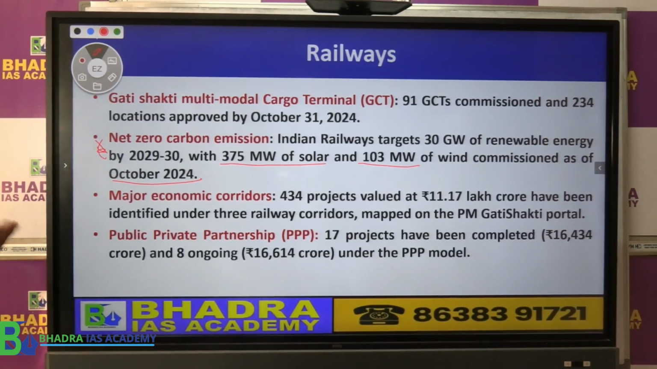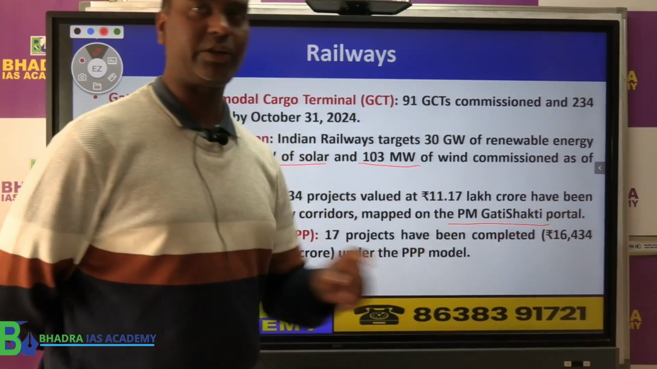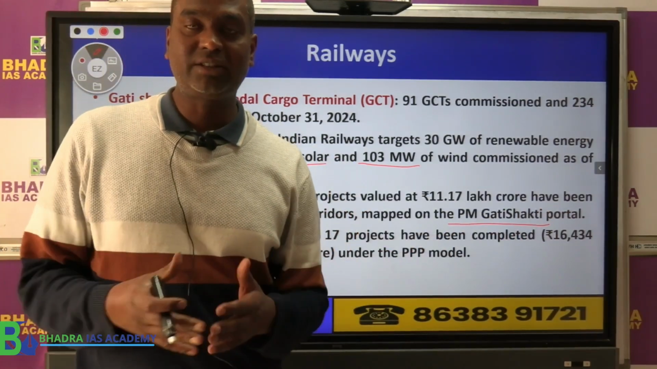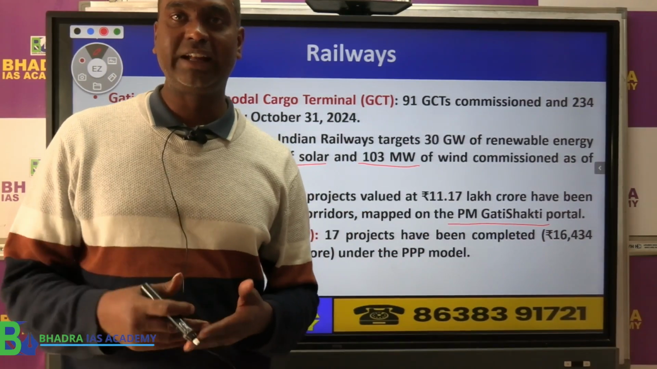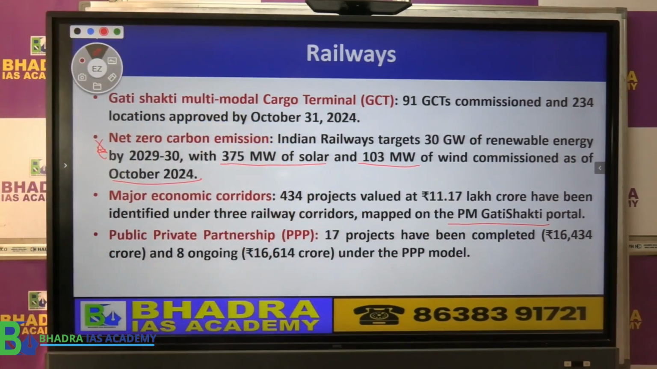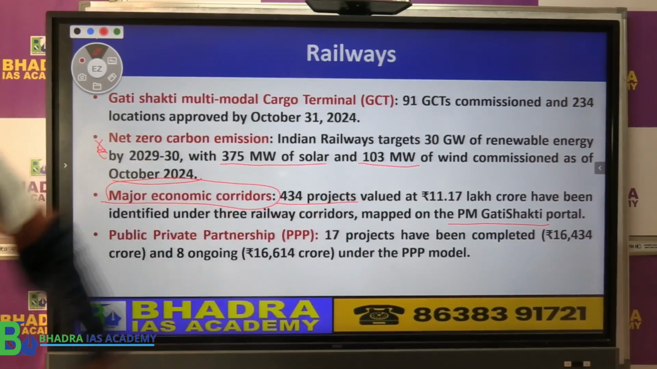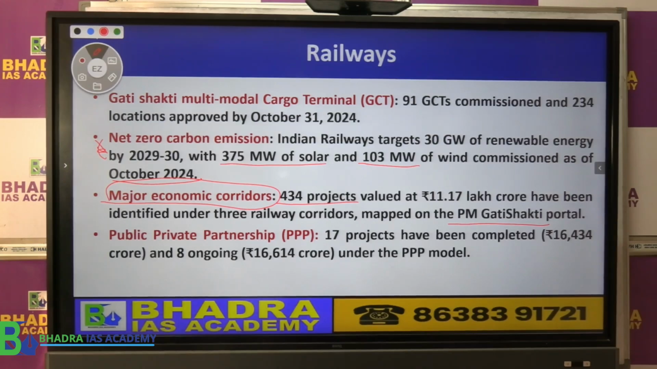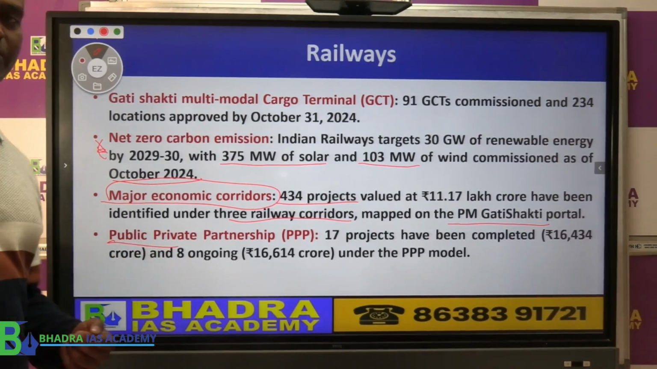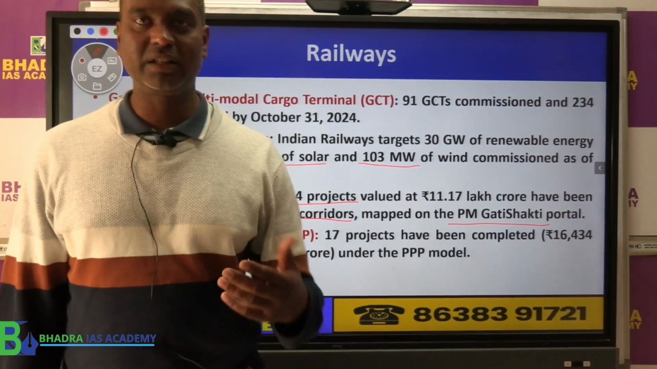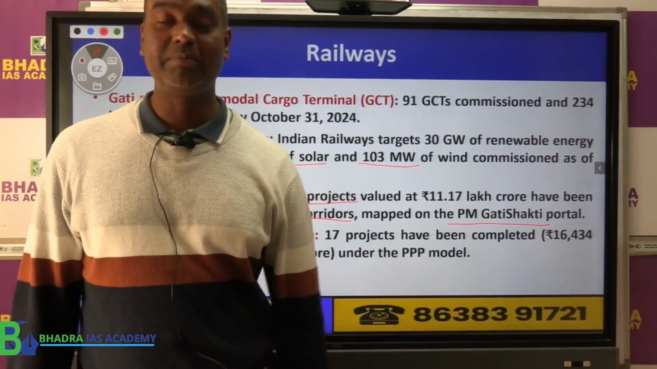Other than that, as part of the Pradhan Mantri Gati Shakti Yojana, which tries to connect the road network, railway network, etc., the government has taken up a major economic corridor project, in which 434 projects have been identified under the railway corridor. Okay, that is one update given by the government. Then it's a simple one, public private partnership in railways. It has been going on. This also came for the APSC mains exam.